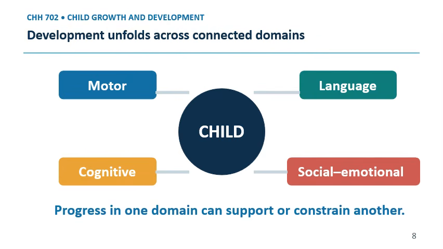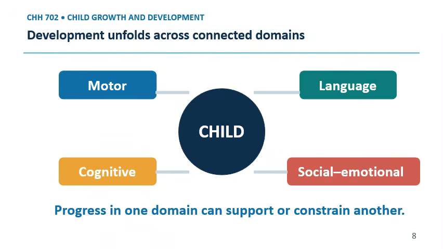Development occurs across several connected domains. The main domains include gross motor abilities, such as sitting and walking, and fine motor abilities, such as grasping and manipulating objects. Language includes both understanding and expression. Cognitive development includes attention, memory, learning, reasoning, and problem solving. Social emotional development includes attachment, interaction, self-regulation, play, and relationships. The child is placed at the center because the domains belong to one developing person.